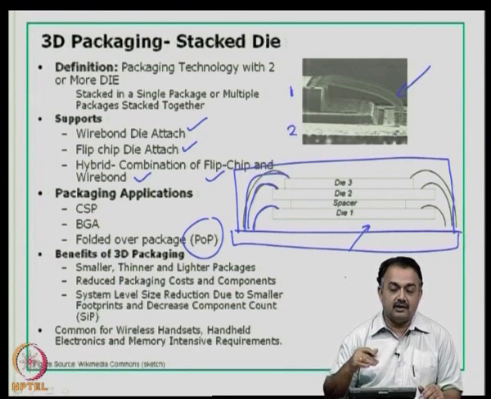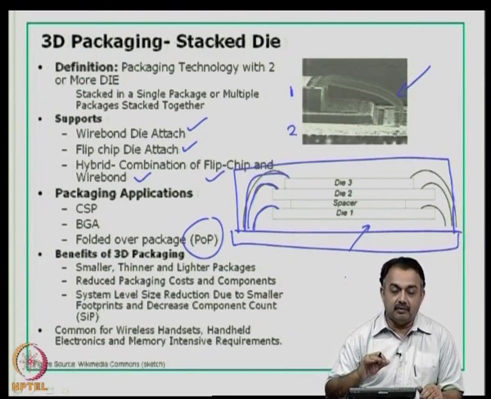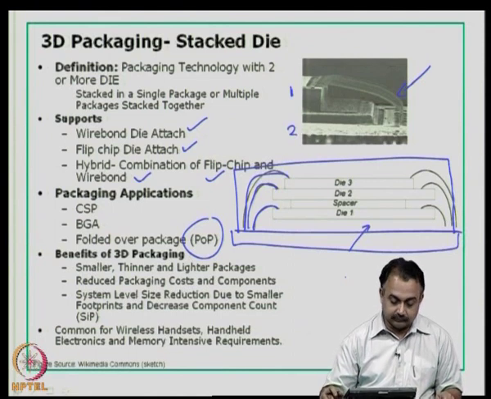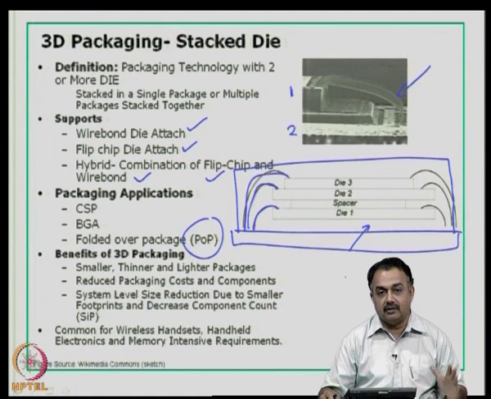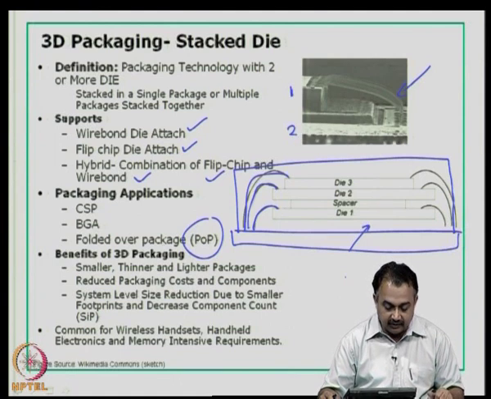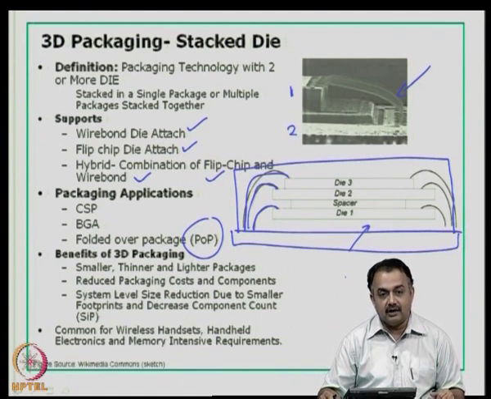The electrical density is very high, thermal performance has been tested. The benefits of 3D packaging are that it is smaller, thinner and lighter, because we are using bare die. We are not using multiple packages mostly. Reduced packaging costs and components, because all assembly is done on a common substrate. System level size reduction due to smaller footprint, okay, and decreased component count.